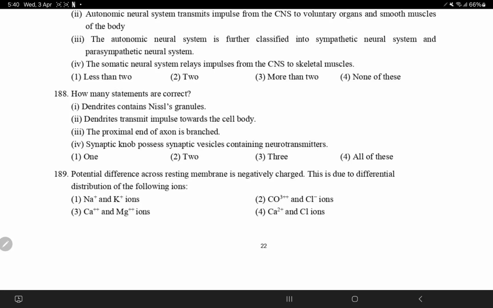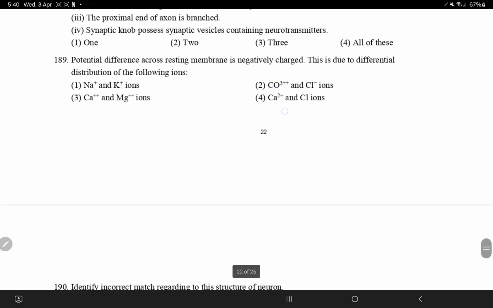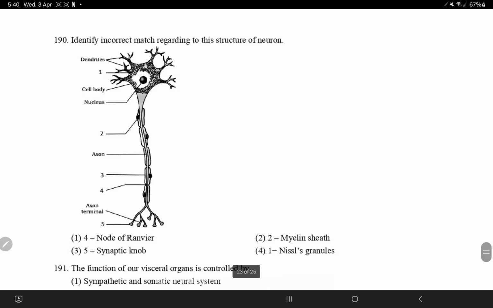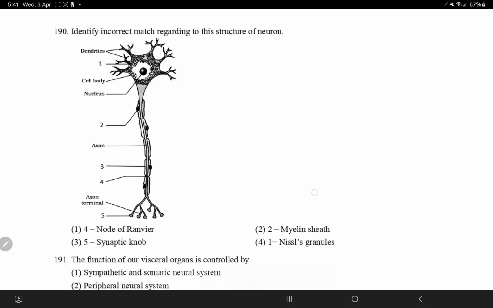3 statements are right. Potential difference across resting membrane is negatively charged. This is due to differential distribution of following ions: sodium and potassium ions, right? So 1, if you see here, incorrect. So 4 is nodes of Ranvier, right? 2 is myelin sheath, right? 5 is synaptic knob, right? 1 is Nissl granules. 2 is not myelin sheath, 2 is Schwann cell. So that is incorrectly matched.